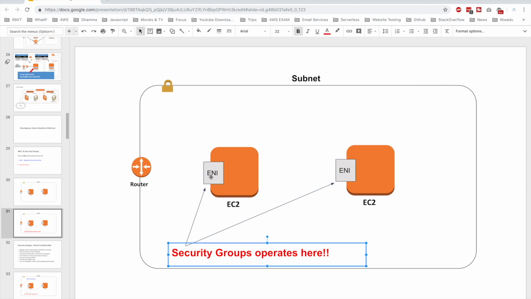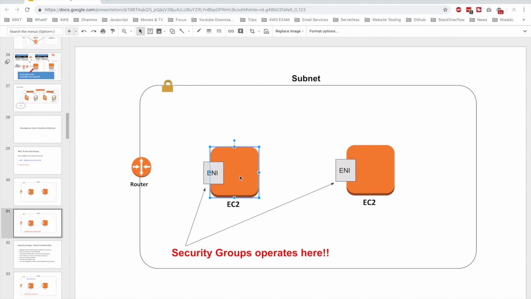Security groups operate right here. So what really is a security group and what is the purpose of that? Well, a security group is a virtual firewall and it controls what traffic comes into the instance and what traffic goes out of the instance. So it either allows or blocks traffic that is coming in or out of this particular EC2 instance.